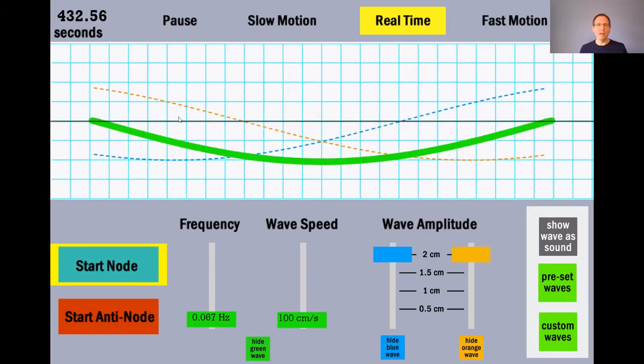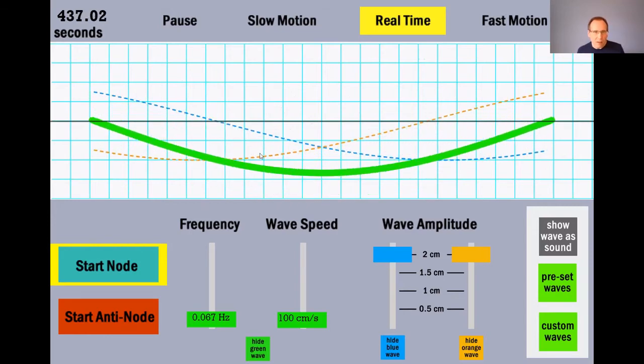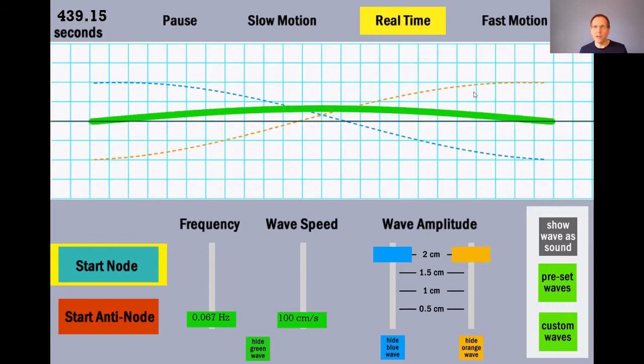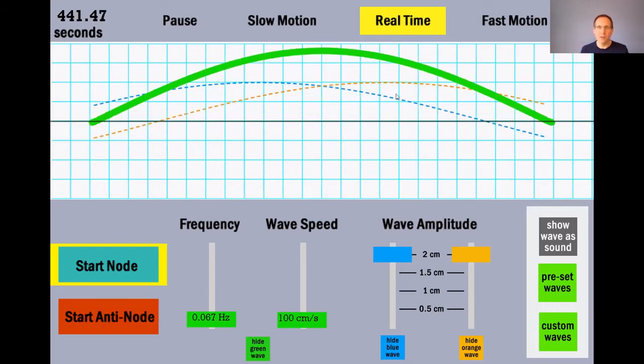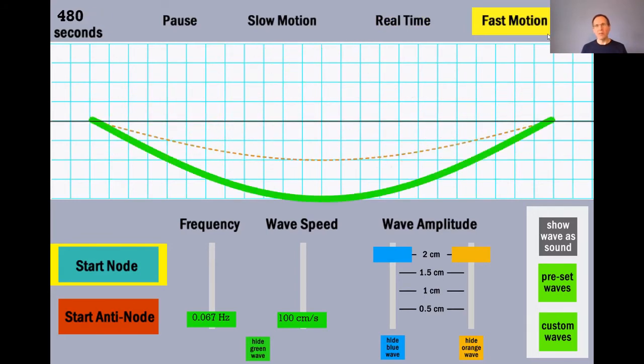Okay, and in this case, one of these, I don't know exactly which one. I think the red is the incident ray traveling to the right, and the blue is the reflected. Actually, let me speed this up. So you guys will see a wave that just oscillates in place back and forth.